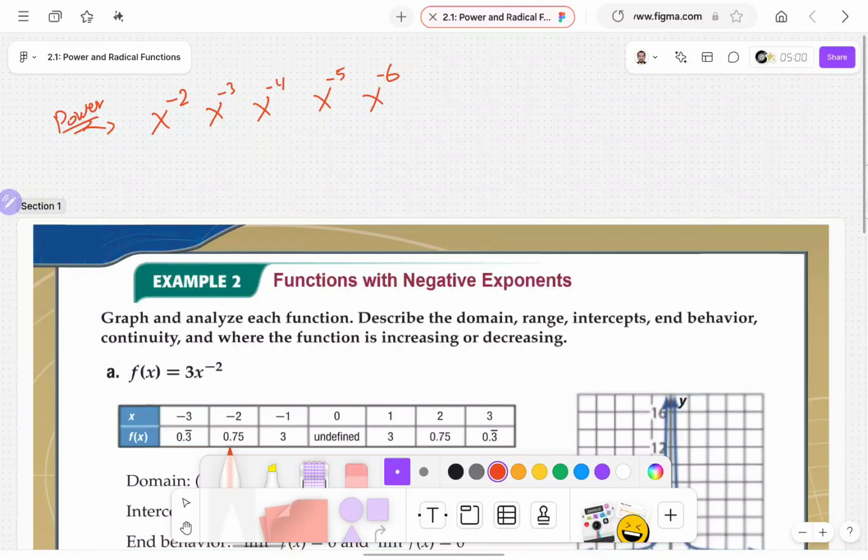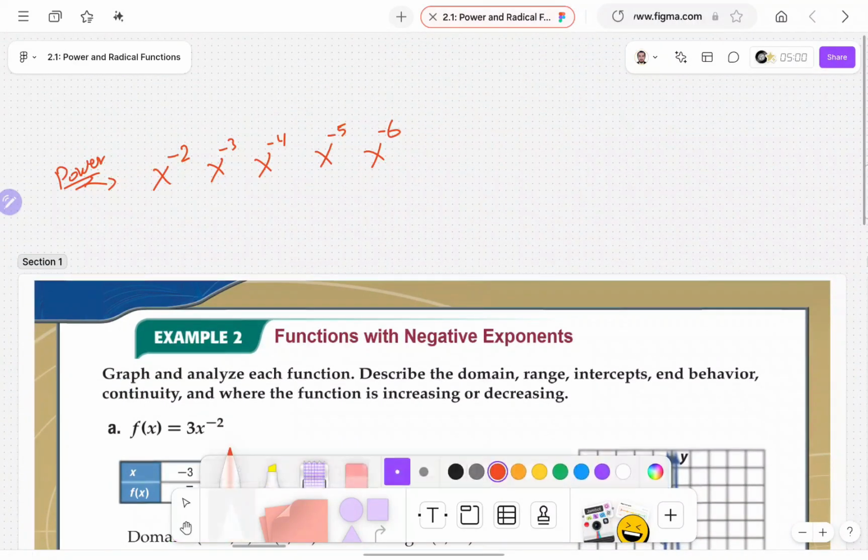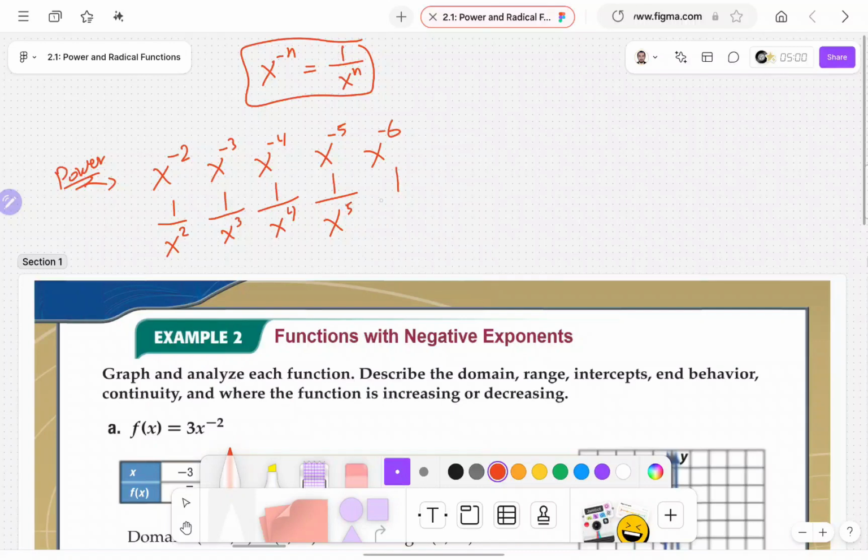But as you can see, the power here is negative. And you know that there is a rule: when I have a negative exponent, I can rewrite it as a quotient, 1 over x to the power of n. So this rule, you have to memorize it. So I can rewrite every one of these as a fraction: 1 over x to the power of 2, 1 over x to the power of 3, 1 over x to the power of 4, 1 over x to the power of 5. So as you can see, what type of function is this? All of these are considered a reciprocal function or rational function.